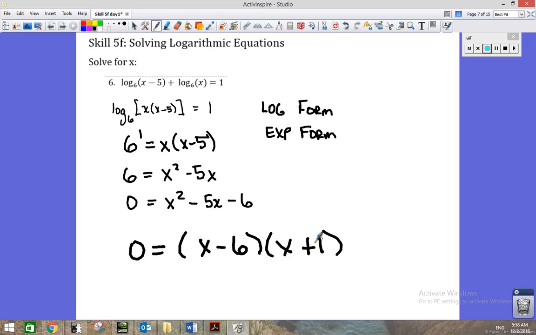The negative 6 times the positive 1 gets me negative 6, but yet when I add these together I get the negative 5. So I get a possible solution here of 6 and a possible solution here of negative 1. Well, I'm going to have to throw out that negative 1. I can't take the log of negative 1. So that's extraneous. Now 6 minus 5 is positive, so hey, this is okay.